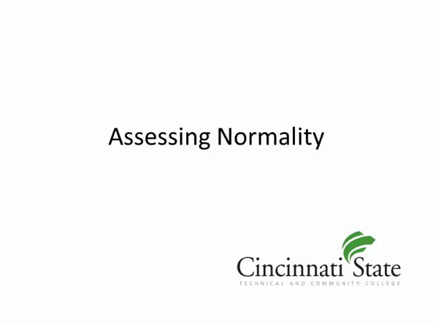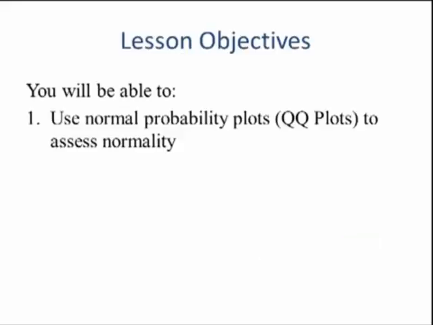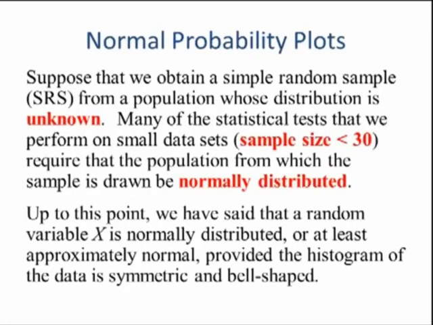Assessing normality. Lesson objective: use normal probability plots or QQ plots to assess normality. Suppose that we obtain a simple random sample from a population whose distribution is unknown.